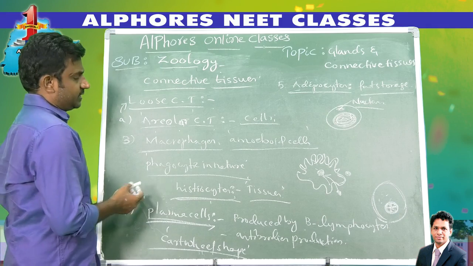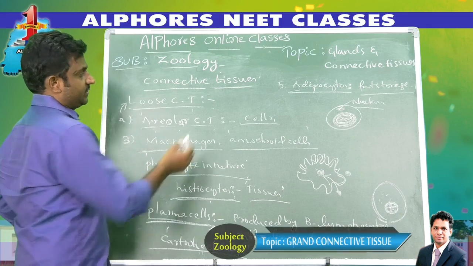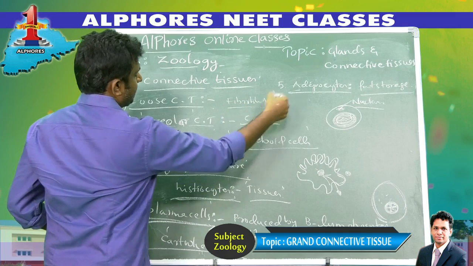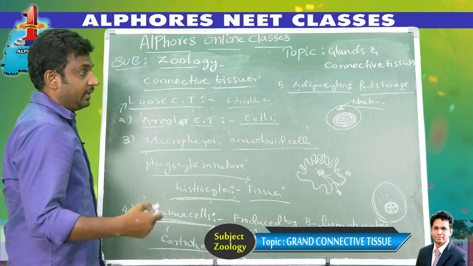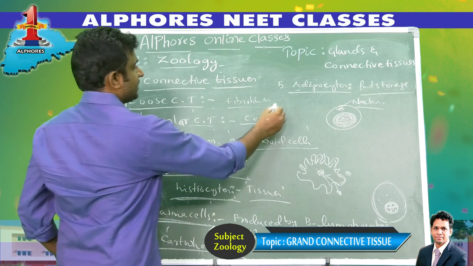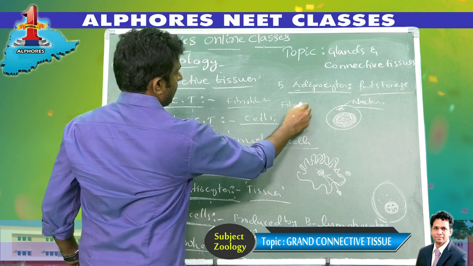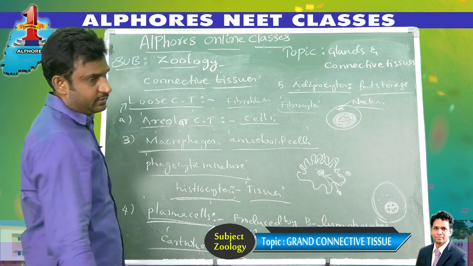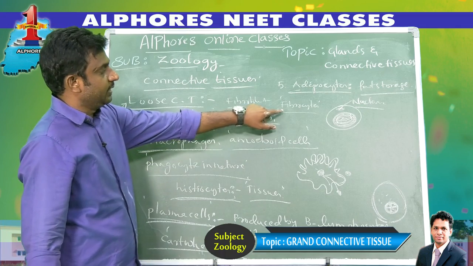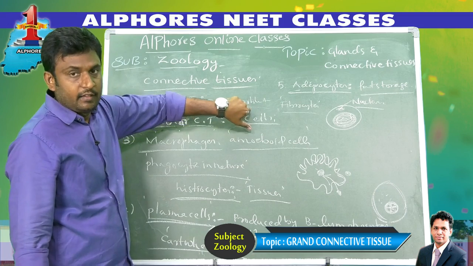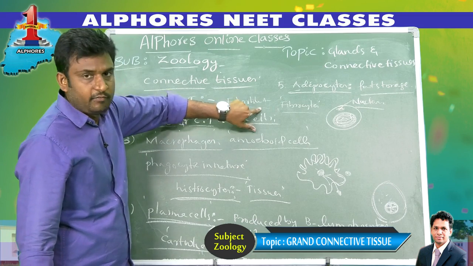First type of cells, what we discussed, are fibroblast cells. Fibroblast cells secrete the fibers. What are the inactive fibroblast cells called? Inactive fibroblast cells are called fibrocytes. What is the function of fibroblast cells? Fibroblast cells secrete the fibers.